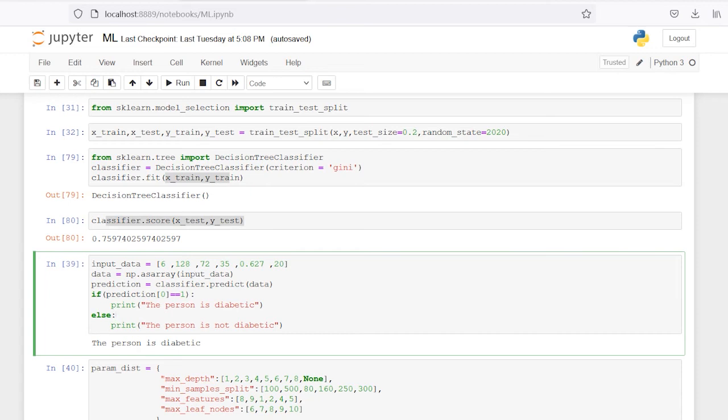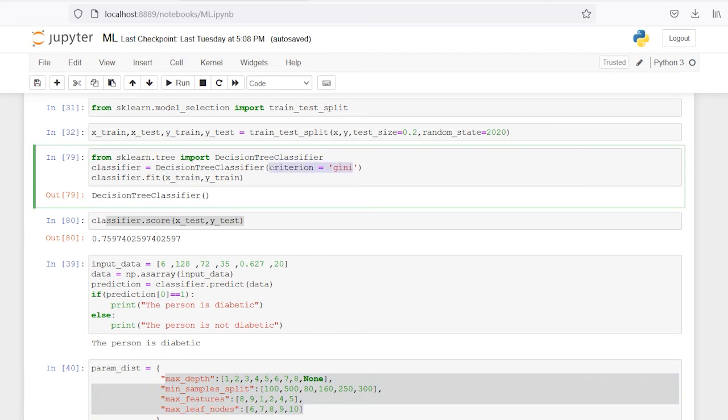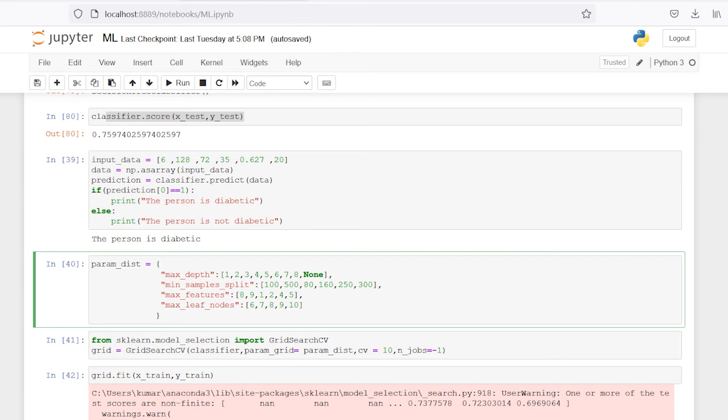So I have to include more parameters to increase the accuracy of my prediction. As you can see, only one parameter, criterion equals Gini, is taken, but there are more parameters such as max depth, where I have to decide what will be the suitable depth of the tree; minimum sample split, the number of samples required for splitting a node; max features, the maximum number of features to be taken into consideration when splitting data; and the maximum number of leaf nodes.